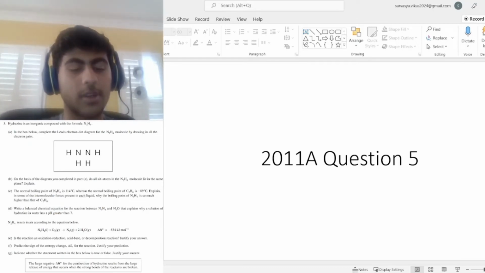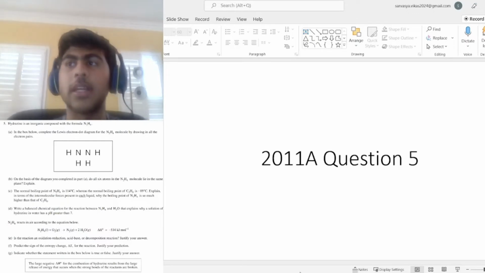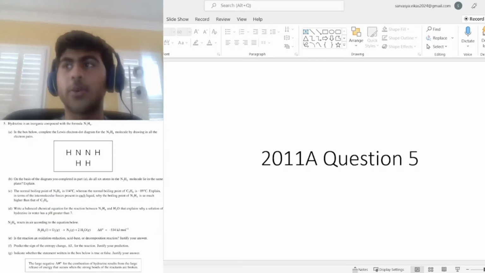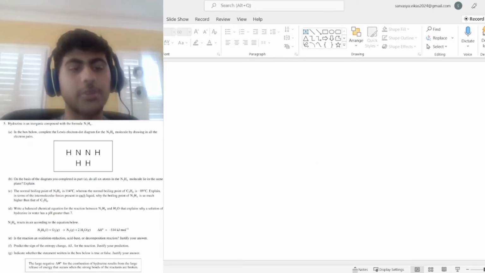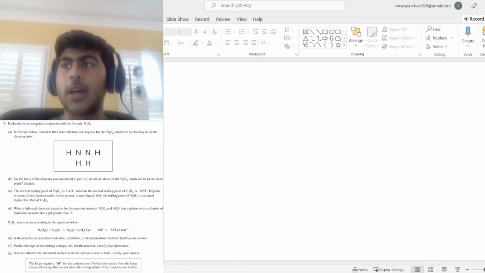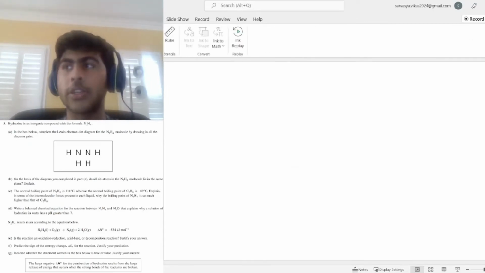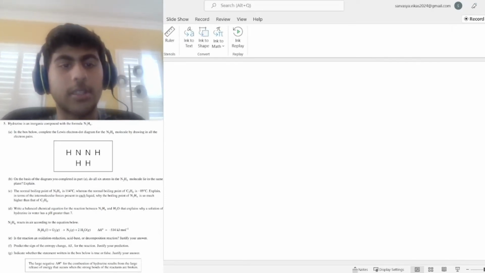Alright, so our question here, we're told that hydrazine is an inorganic compound with the formula N2H4, and we're told that in the box below, draw a Lewis electron dot diagram for the N2H4 molecule by drawing all the electron pairs. Alright, so let's see how we're going to go about doing this.